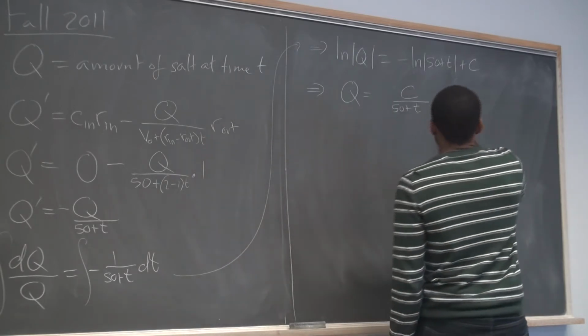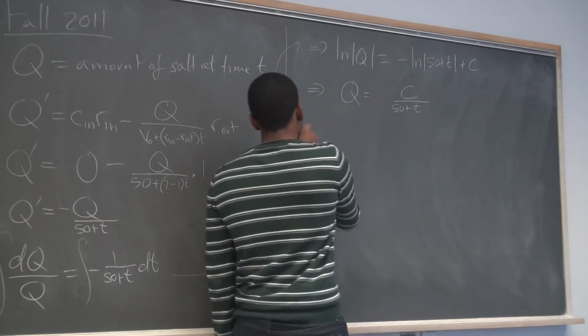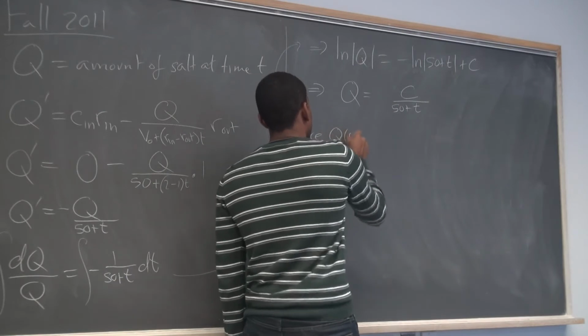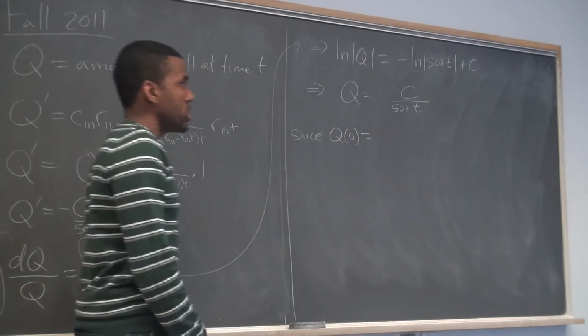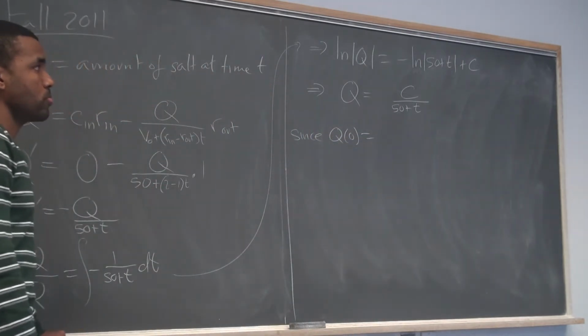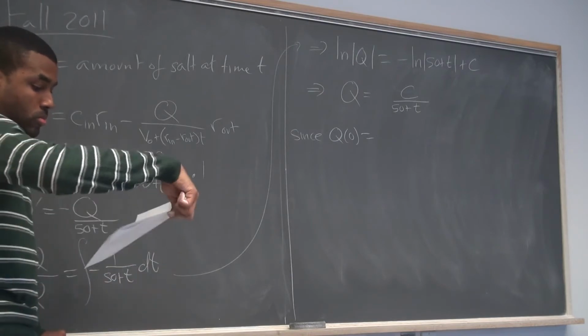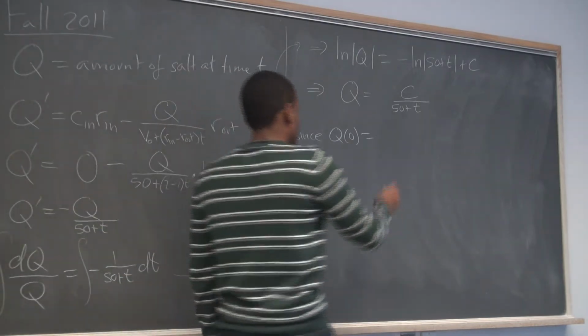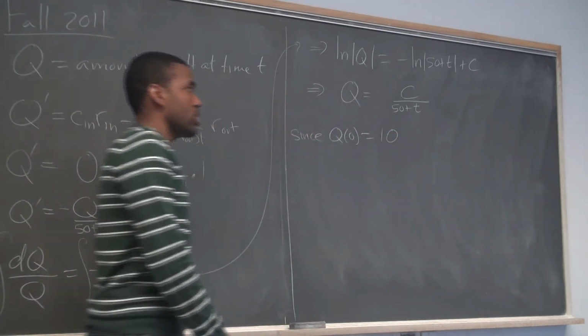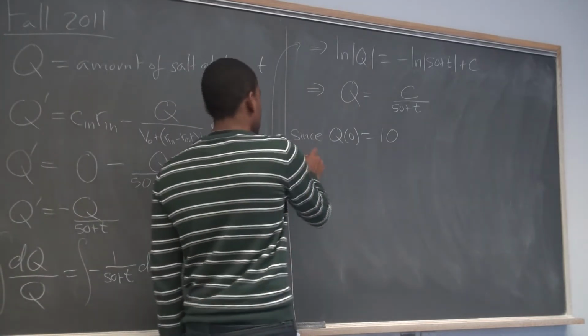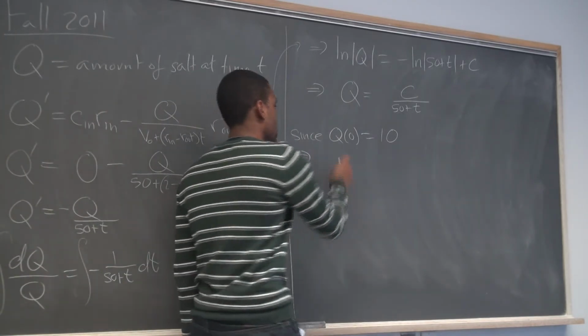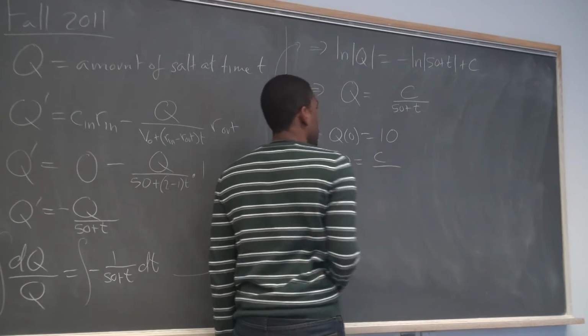And since... what is Q of 0? 10 pounds. It's given, right? Yes, it's given. I just want to make sure you guys know how to read it. So Q of 0 is 10. What does that mean? 10 equals C over 50 plus 0.